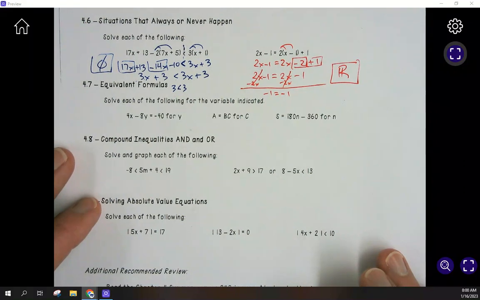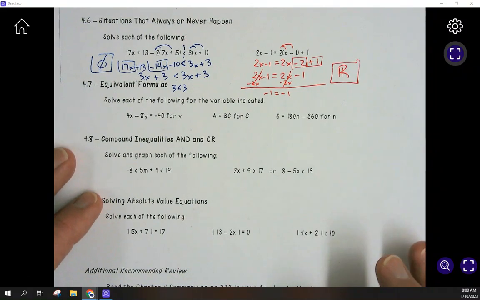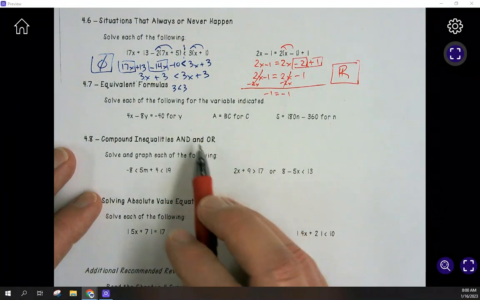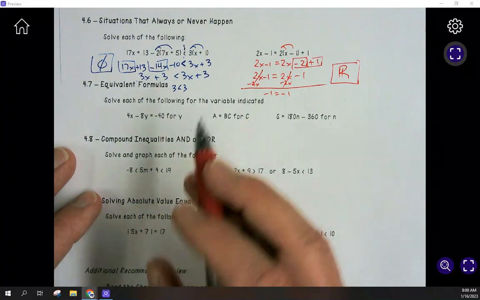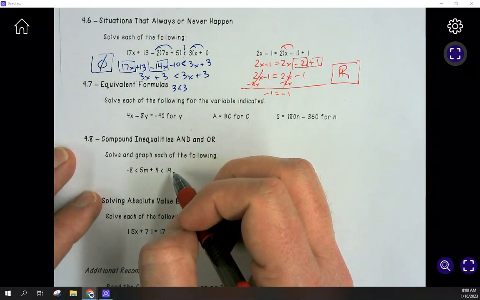Okay, and then 4.7. Solving some equations where you've got multiple variables and your final answer is not just going to be a number. You're going to have some stuff left over. And so we're just isolating whatever letter it's asking for here. So for this one, I want to isolate y because I'm solving for y.